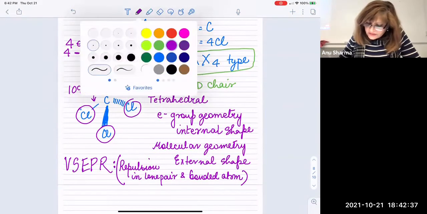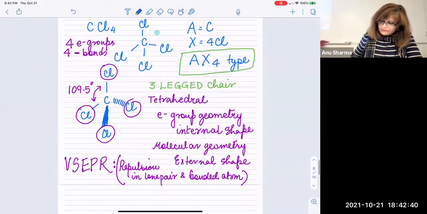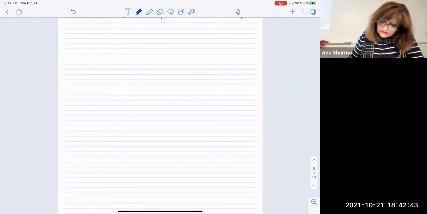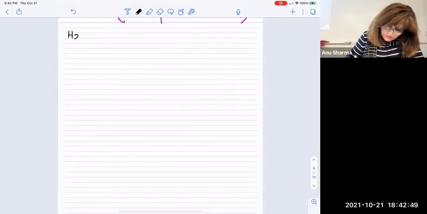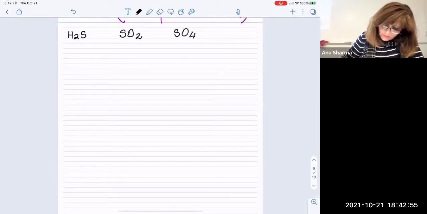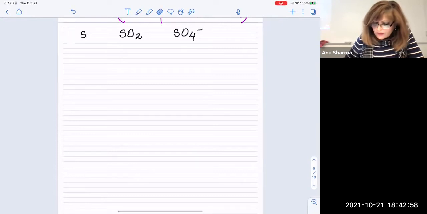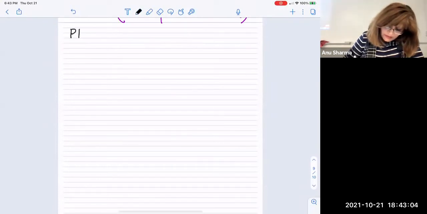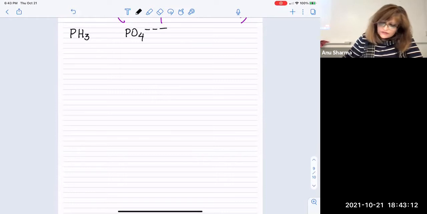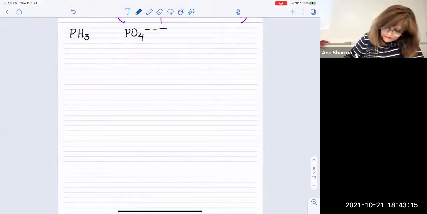Now let's look at an example. I could do H2S, SO2 and SO4, but I have a video on this, so you can see on the video why it happens. Let's do phosphorus: PH3 and PO4 3 negative. The other ones you can see in the videos. So for phosphorus, let's look at the first one, PH3.